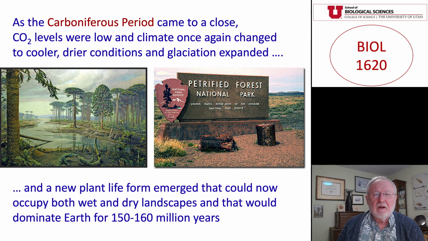At the end of the Carboniferous, when CO2 levels got low and glacial periods reemerged, a new life form emerged that could now occupy both wet and dry landscapes. Those were the gymnosperms, and they would then dominate the planet for the next 150 million years.